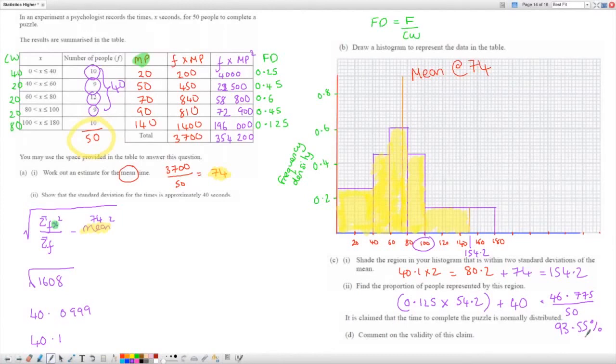We're told that it is claimed that the time to complete the puzzle is normally distributed. Comment on the validity of this claim. Well, first, if it's a normal distribution, we should have a vaguely symmetrical curve. Remembering a normal distribution has a bell-shaped curve that comes up and then drops down. So first, the reason we can see from the graph that it's roughly symmetrical. Not perfect, but roughly symmetrical.